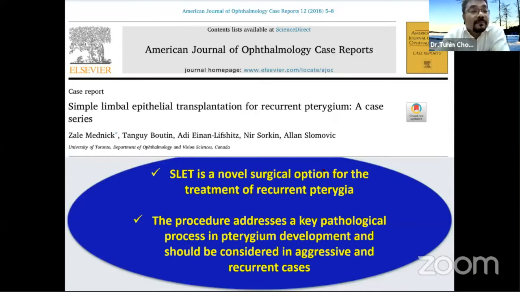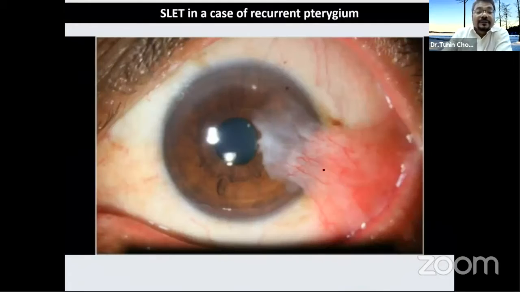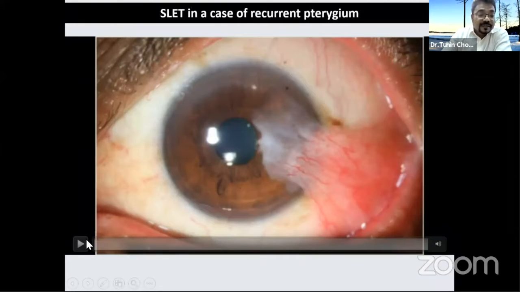So again, Edney et al. reported in 4 cases that SLET can be helpful even in recurrent pterygium, and that the procedure addresses a key pathological process in pterygium development and should be considered in aggressive and recurrent cases. This is a patient who had this recurrent pterygium.